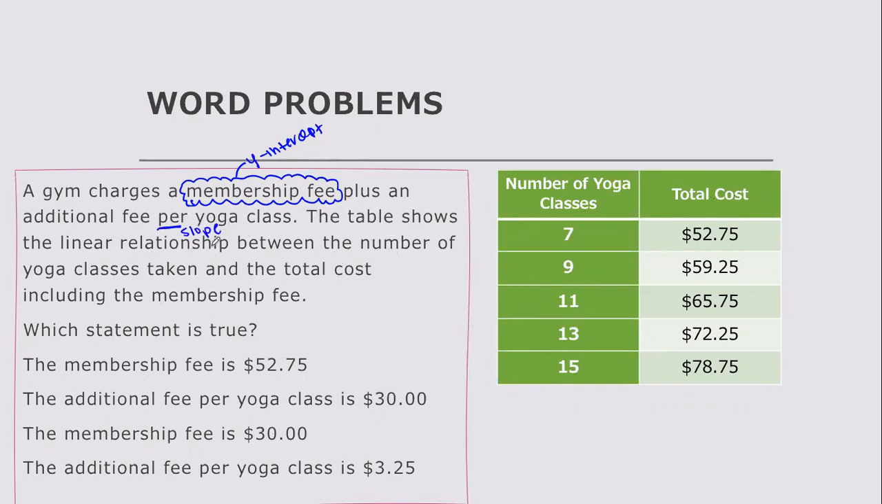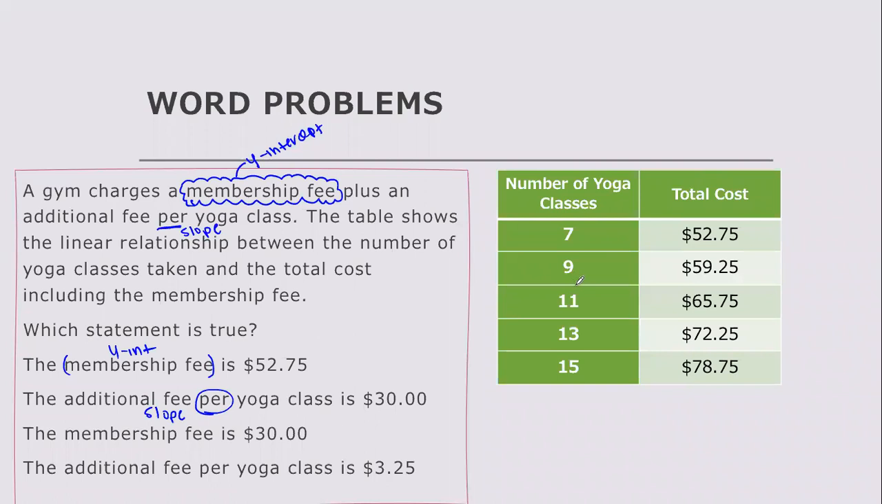The table shows the linear relationship between the number of yoga classes taken and the total cost, including the membership fee. Which statement is true? So I'm just gonna look at these statements real quick. The membership fee is this. This is asking about the y-intercept. This one says the additional fee per yoga class. Well, this is talking about the slope. So basically what we need to do here is find the slope and the y-intercept of this table.